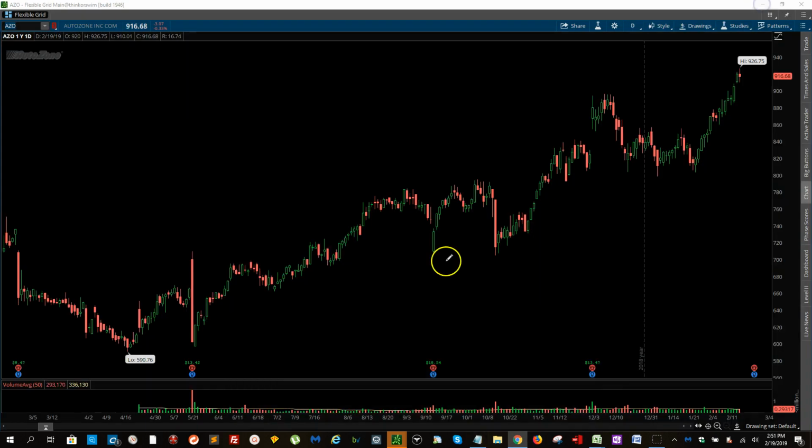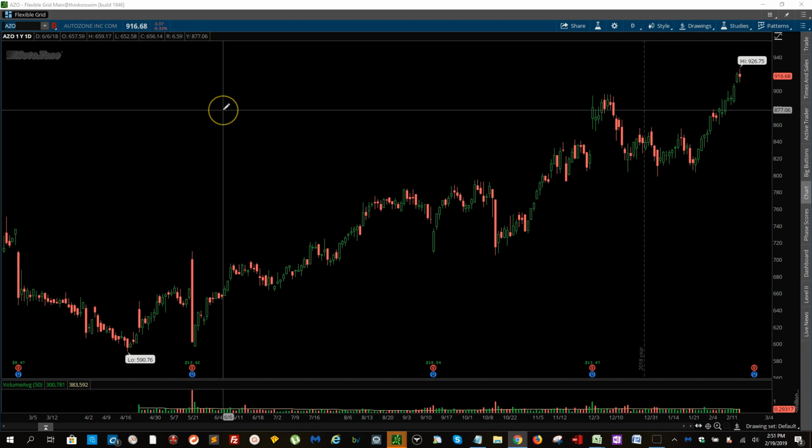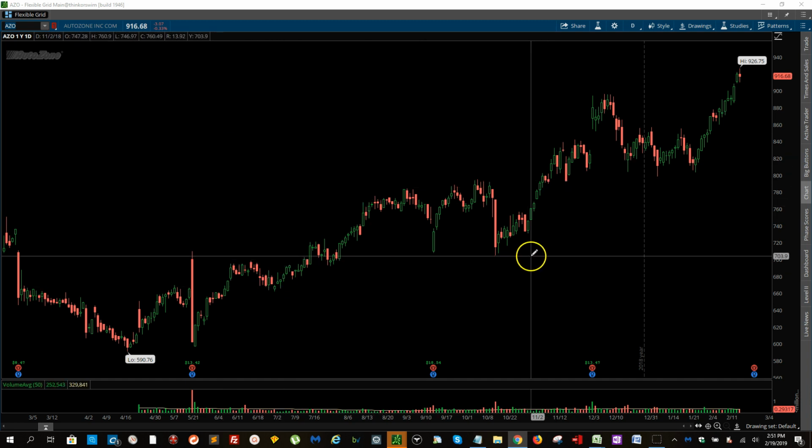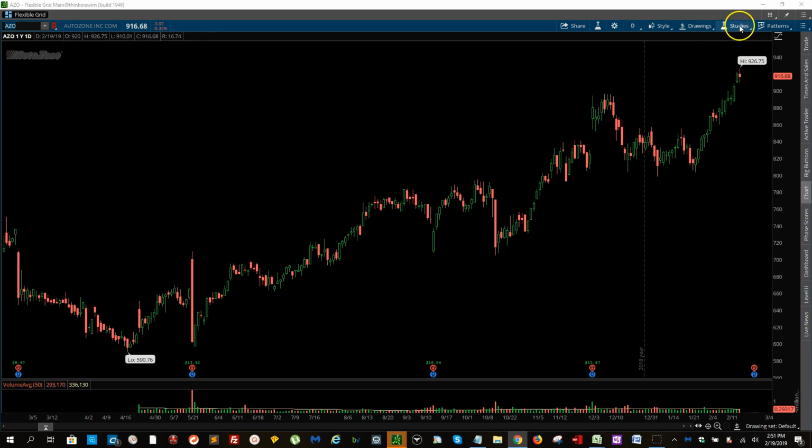And I would like to go ahead and show you exactly what I mean by support and resistance. So, okay, this is a chart of AutoZone. Let's look and see if we can find some support and resistance levels here, and let's draw them out.